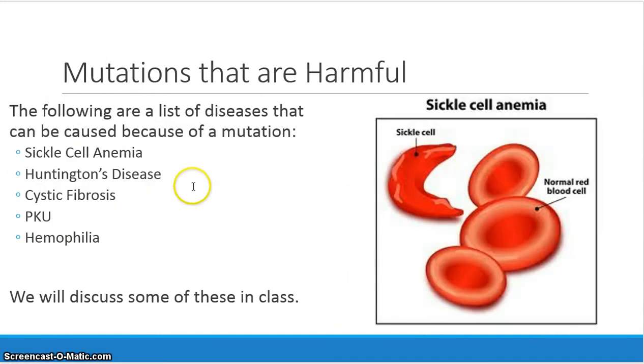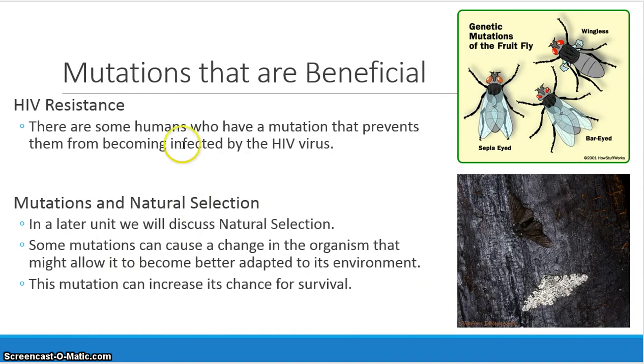Okay, some mutations can be harmful though. Some of the diseases that we'll talk about that are the result of mutations include sickle cell anemia, Huntington's disease, cystic fibrosis, something called PKU, and hemophilia. We'll talk about all of these in class, but these are definitely harmful mutations. Now, there can be some mutations that are beneficial. In humans, there are some humans that have been found to have a mutation that causes HIV resistance. That means that the HIV virus cannot infect them.